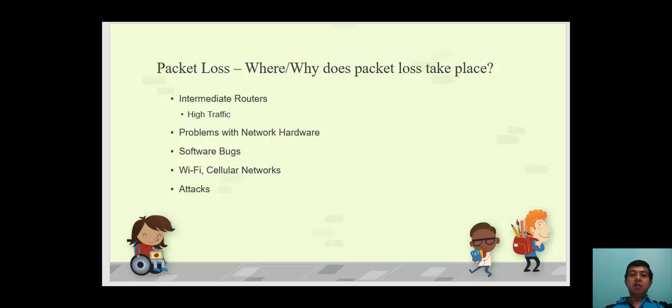The actual destination may also experience packet loss because it did not receive the packet due to a bug in the software. Packet loss can happen in Wi-Fi and cellular networks because of the characteristics of such networks, because data travels by air, and because of cases of interference. Packet loss is a notable characteristic of Wi-Fi networks.